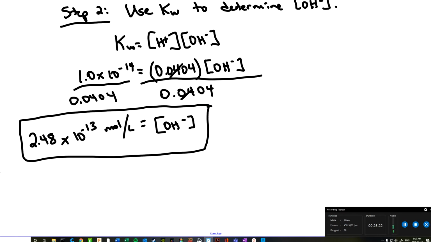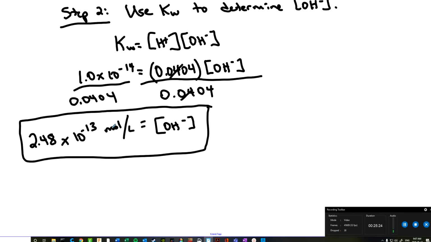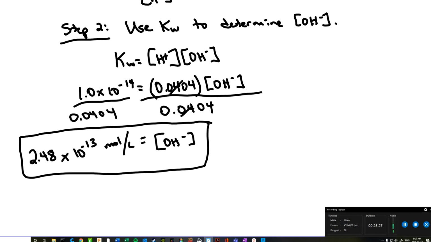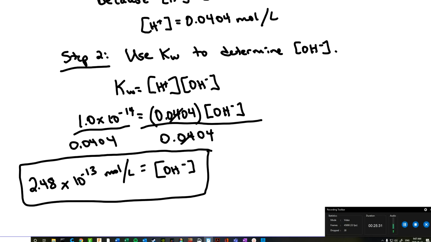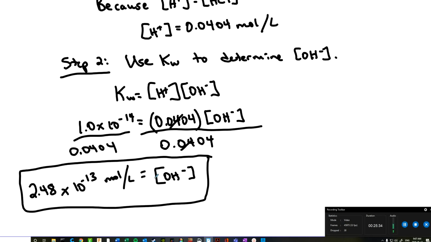Now, we do know that HCl is hydrochloric acid, so we're obviously dealing with an acidic solution. Just compare your hydroxide ion concentration to your hydrogen ion concentration and realize that this is an extremely small concentration for OH negative, and we have a much, much larger concentration for our hydrogen ion. So that further proves that this is an acidic solution.